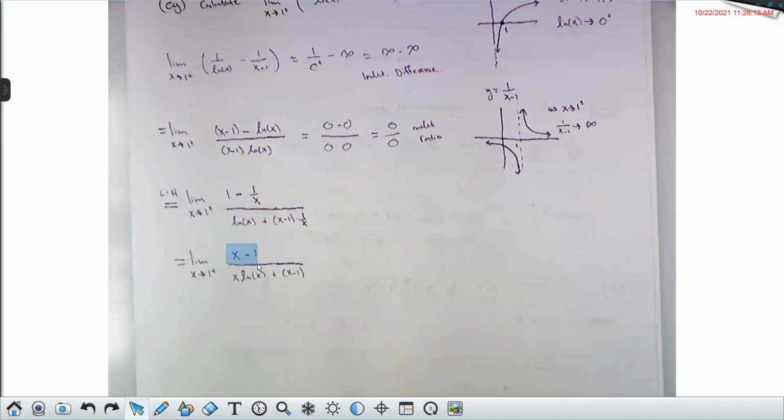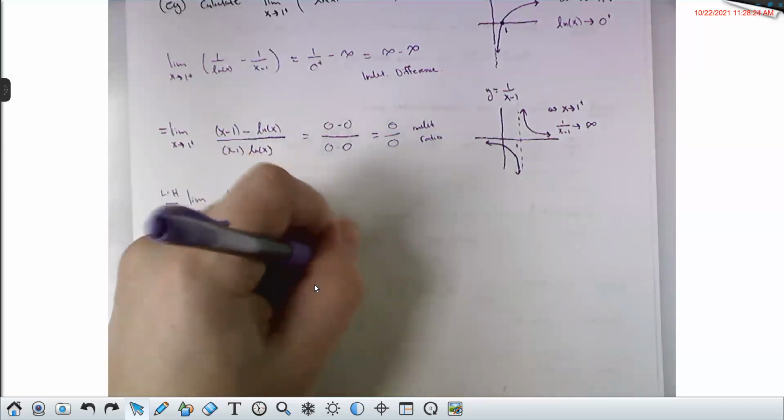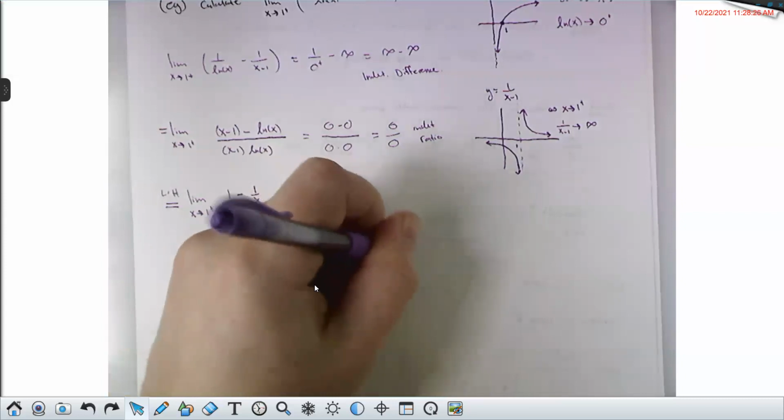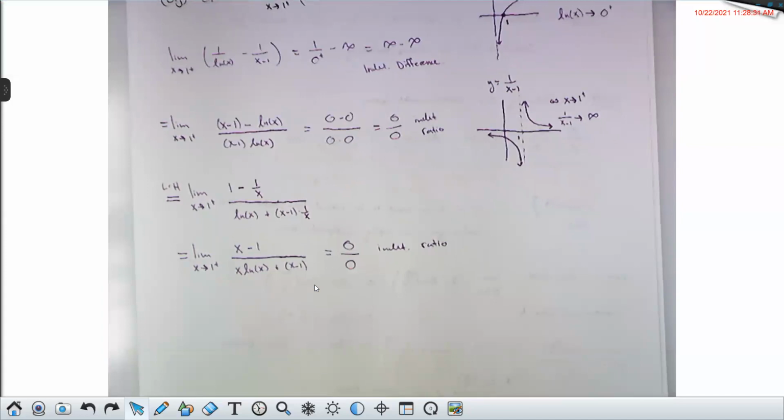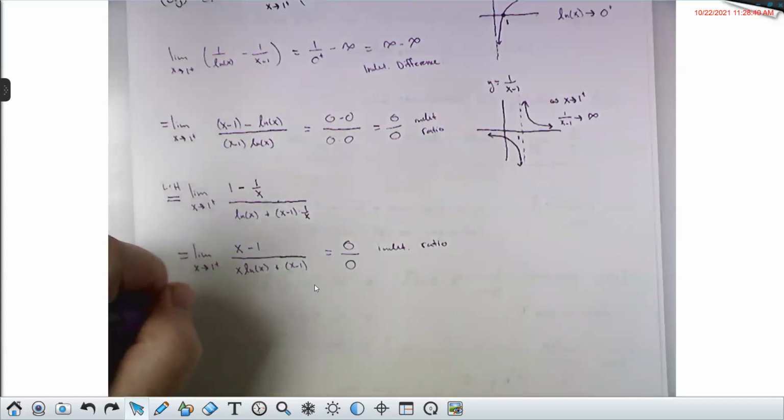The top is going to 0, 1 minus 1. This piece is going to 0, 1 times the natural log of 1, which is 1 times 0. And this piece is going to 0. So this still looks like 0 over 0. And we saw an example on Wednesday where even after one run of L'Hopital's rule, you can still have an indeterminate ratio. You just do it again. So I'll run my L'Hopital's rule one more time and see what we get.